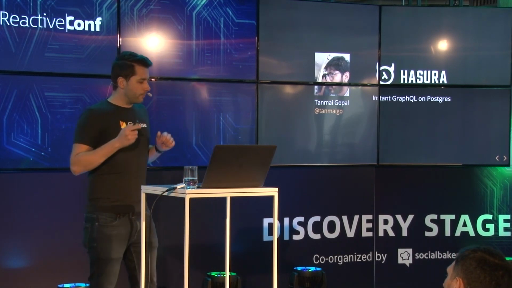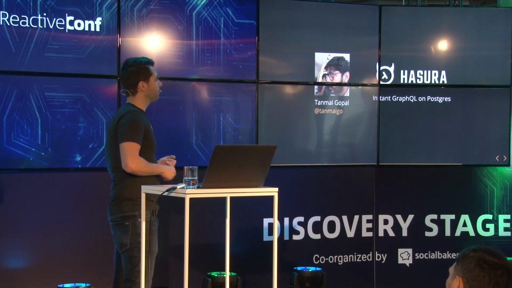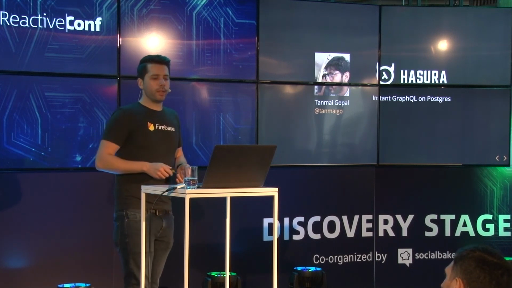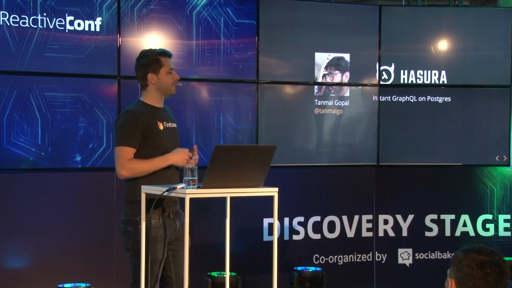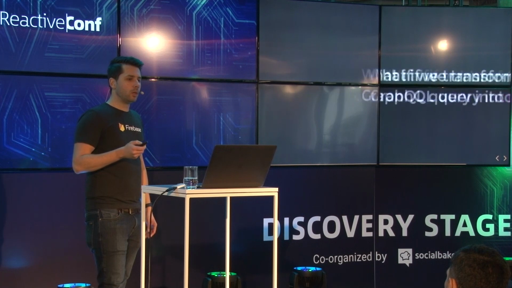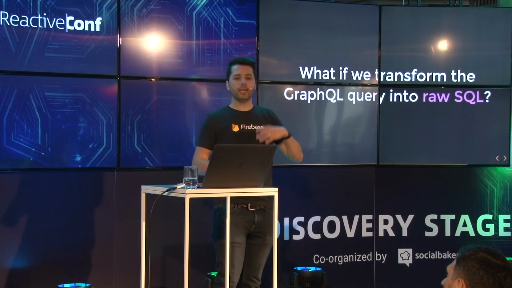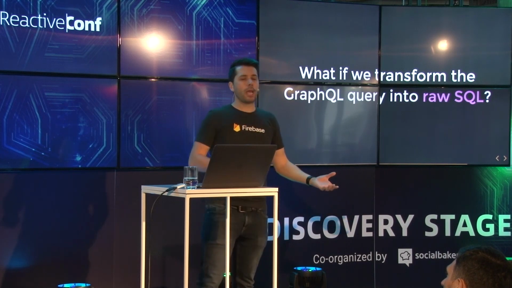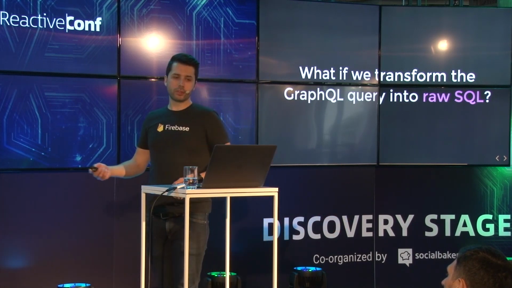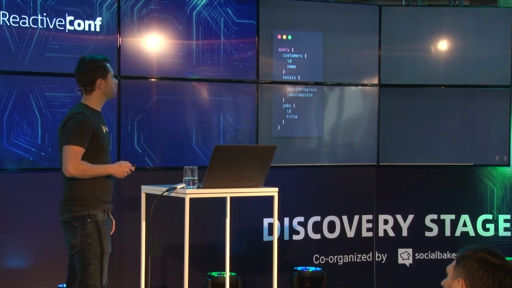So they used some libraries like DataLoader. There's a library called DataLoader by Facebook, I believe, that helps with caching and batching. But he said that wasn't super effective. And then he said, what if we can turn our GraphQL query itself into raw SQL and use that to fetch data from our database? And that's what they did. So here's how it works.